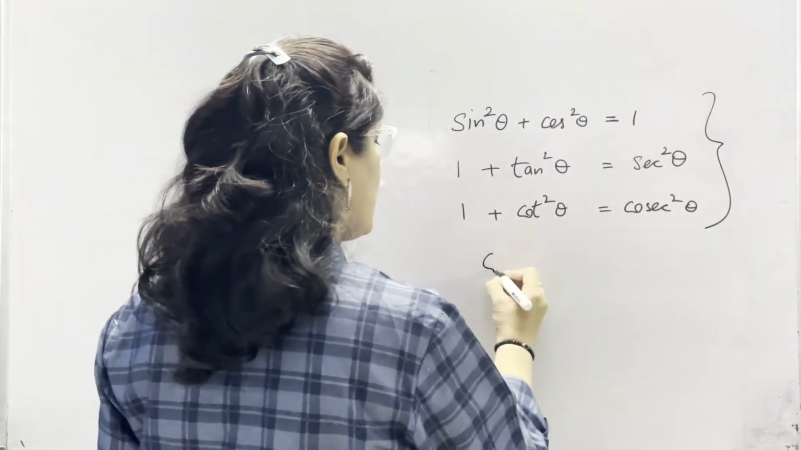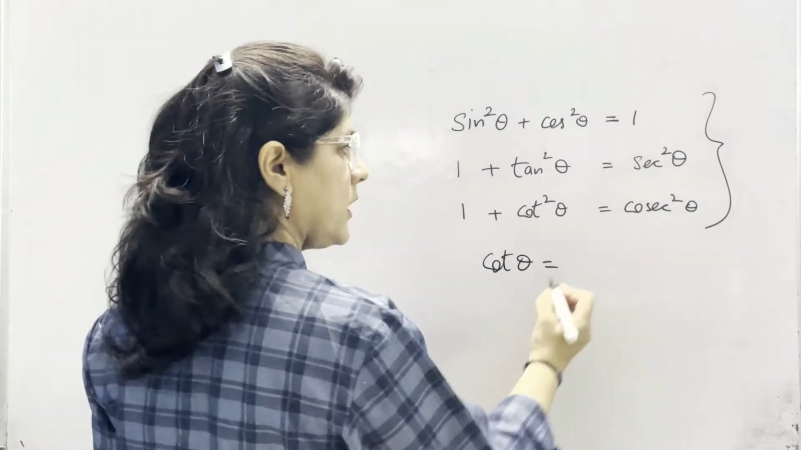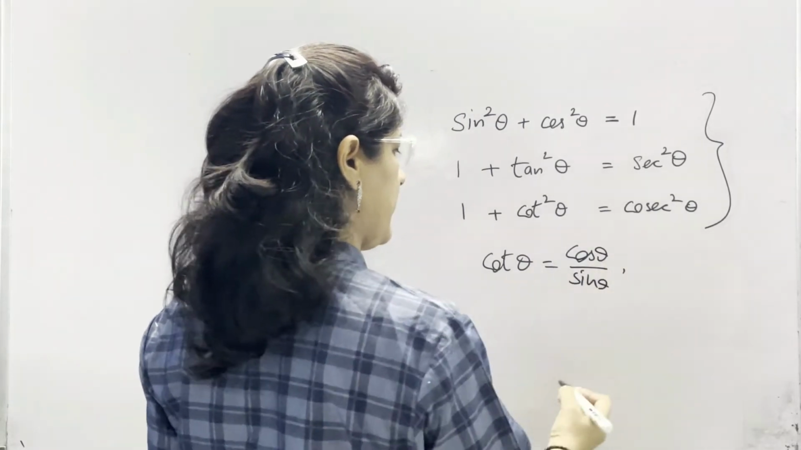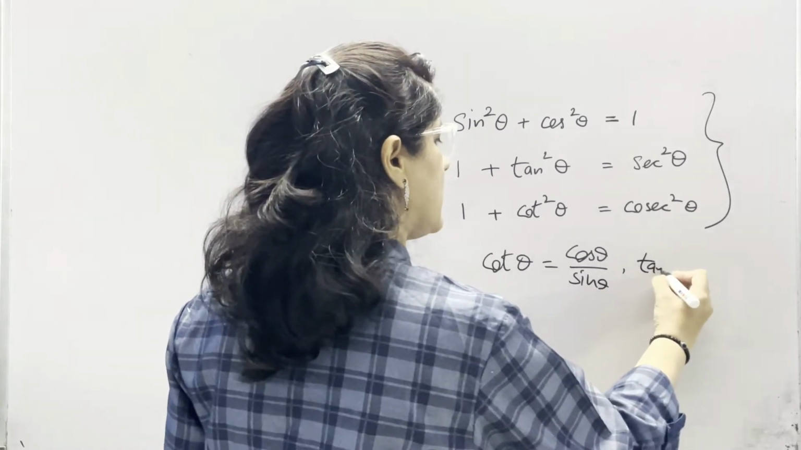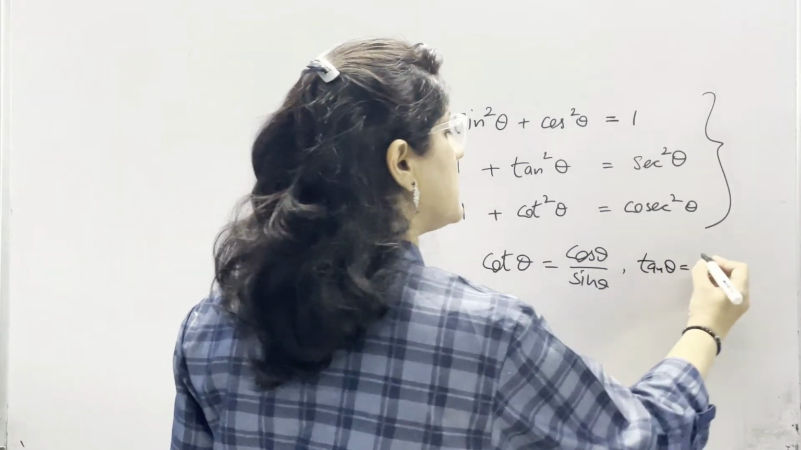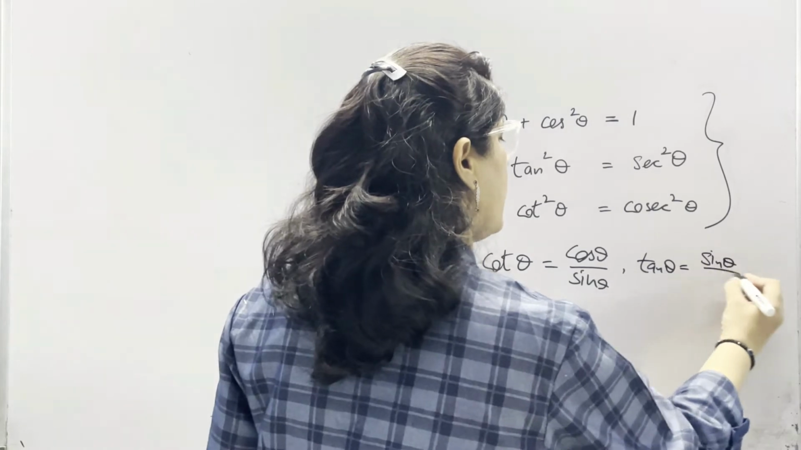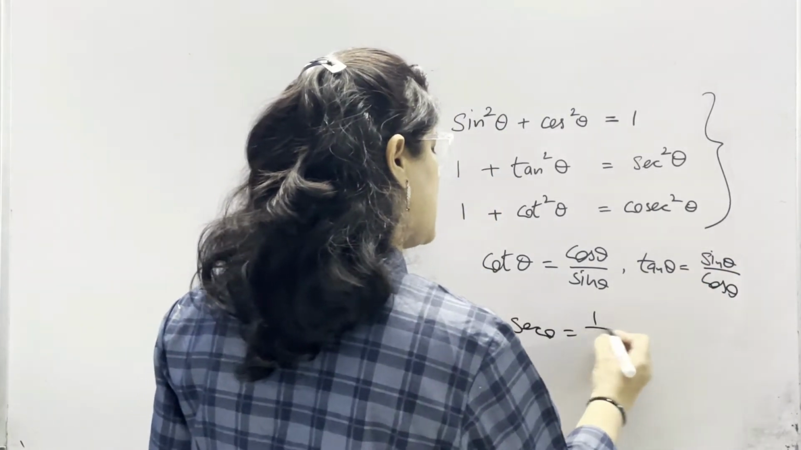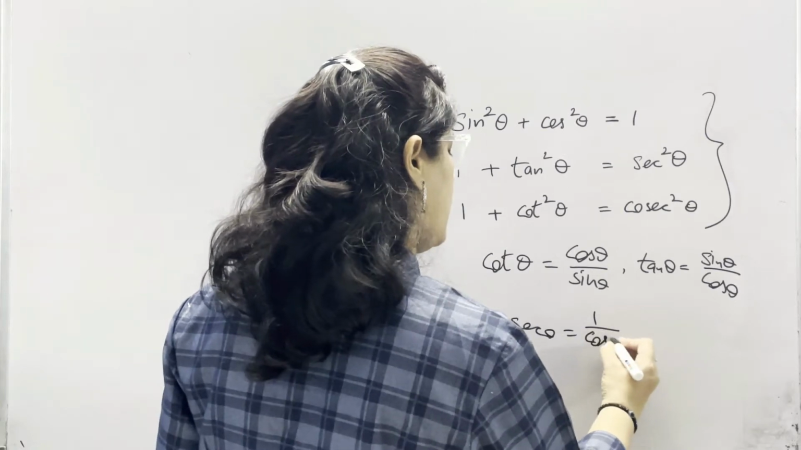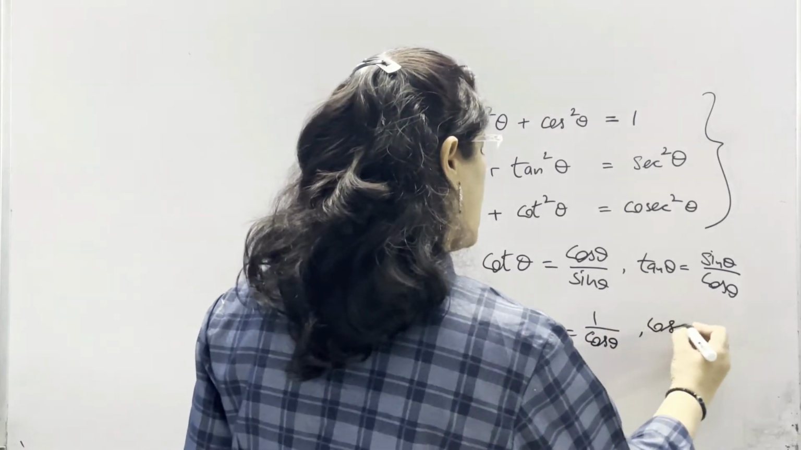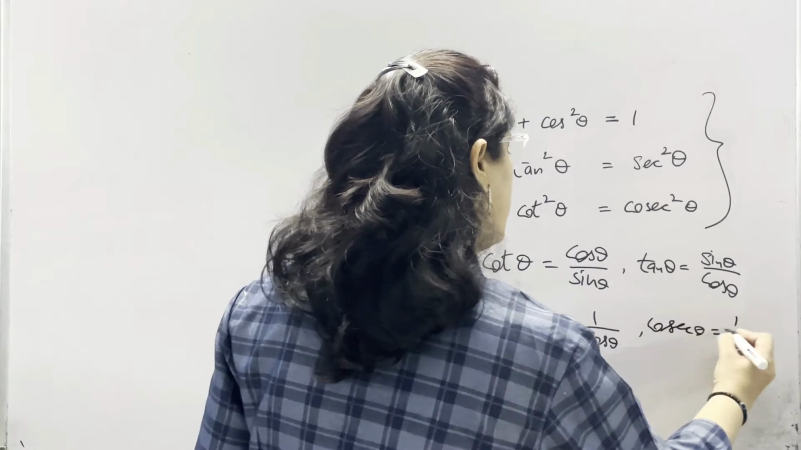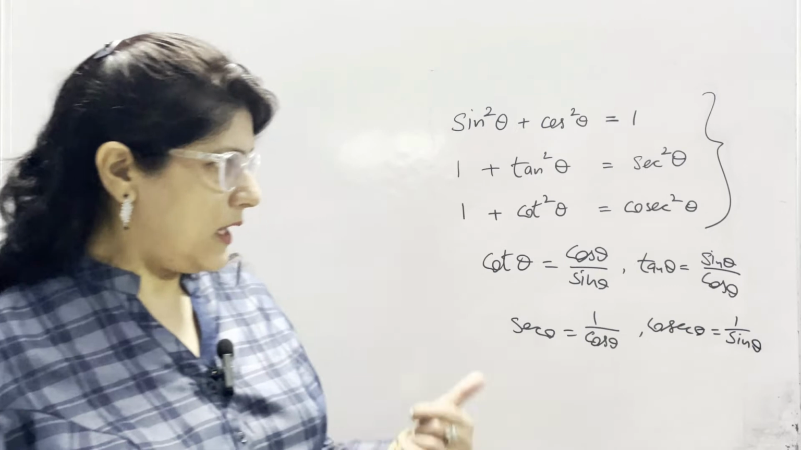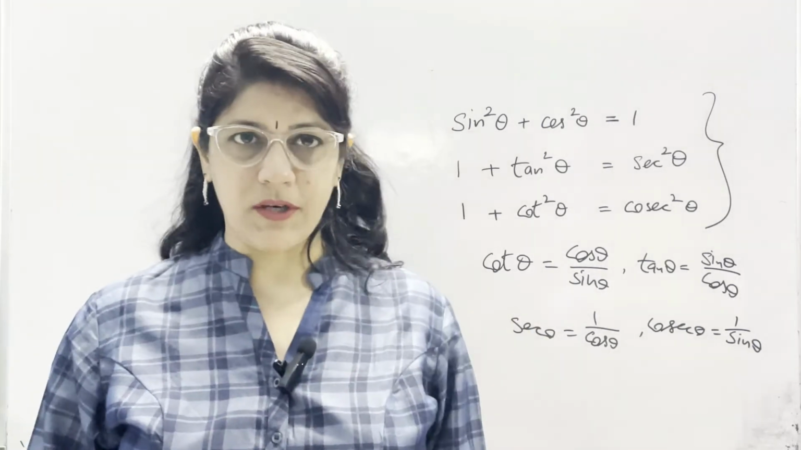Then next is what is cot theta. Cot theta is cos theta upon sin theta. And what is tan theta in terms of sin and cos? It is sin theta upon cos theta. What is sec theta? Sec theta is reciprocal of cos. It means 1 upon cos theta. And what is cosec theta? It is 1 upon sin theta. After learning these things, you may start the chapter now.